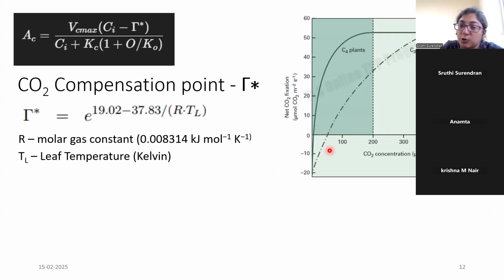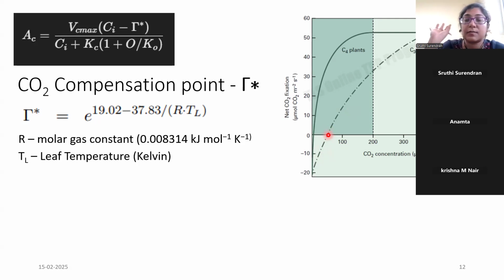So in C3 plants, photorespiration is high as compared to C4 plants. We know there is a mechanism to override this photorespiration. So we have the photorespiration rate over here. The carbon dioxide compensation point is nothing but the point at which the net carbon dioxide intake and outtake is zero. So where can we get this value from? We can get it from the ACI curve.